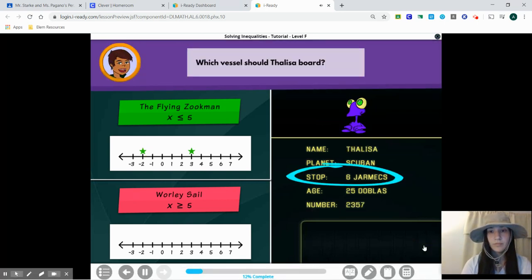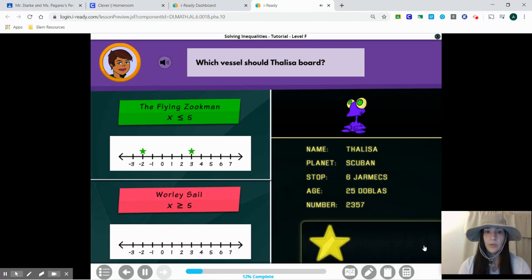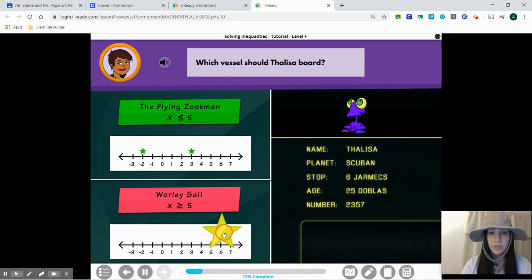Which vessel should Felisa board? Okay, so now we have 6. We know that 6 is going to be larger than 5, so that's on this side. So we want the Whirly Sail. So we're going to put our 6 right here. All aboard! Woohoo! 6 is greater than 5, so Felisa should board the Whirly Sail.